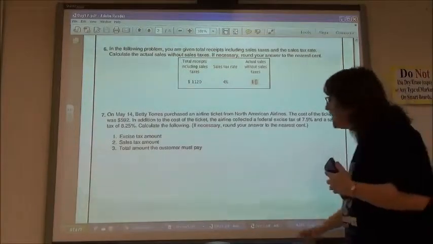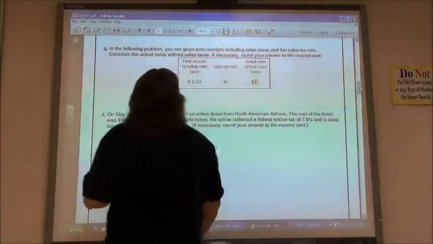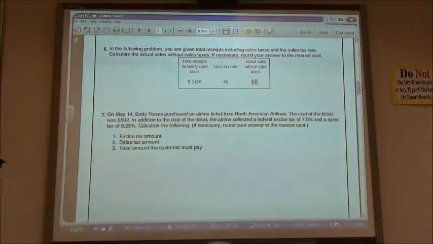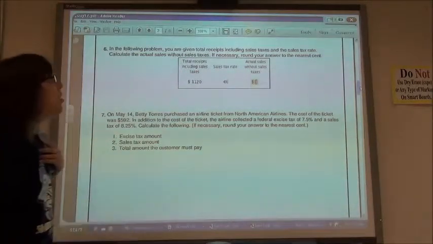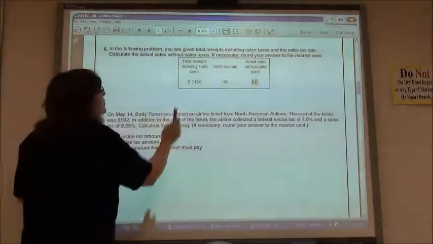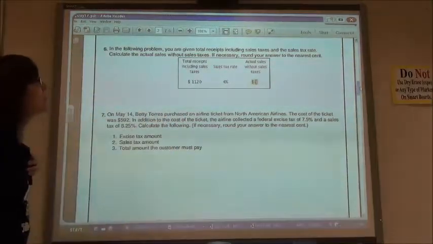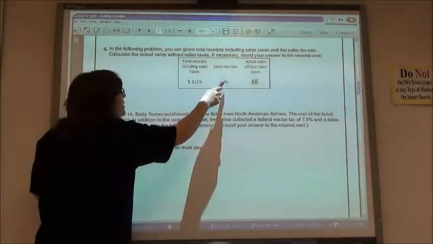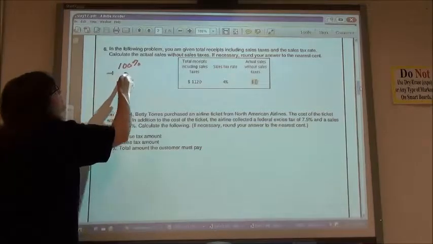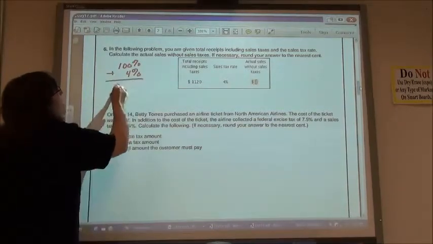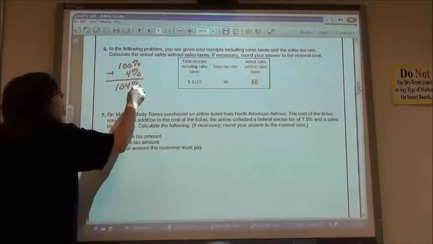So number 6 is the same kind of thing. In the following problem, you're given the total receipts that includes the sales tax and the sales tax rate. You're trying to figure out what the sales were without the sales tax added on. We know our total sales plus sales tax was 1,120. Our sales tax rate was 4%. So the 100% of the sales plus the 4% in tax means we have 104%.